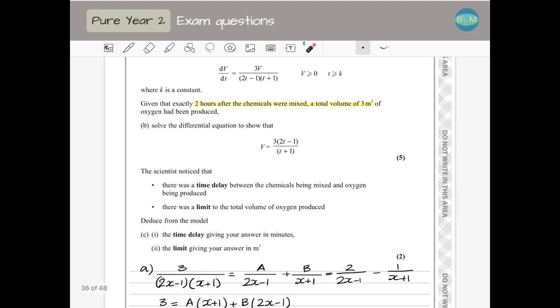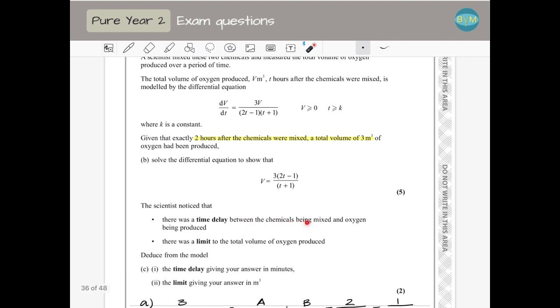Then they say scientists noticed that there was a time delay between the chemicals being mixed and the oxygen being produced, and there was a limit to the total volume of oxygen produced. Deduce from the model both things. So time delay, we are going to find it because they say before the oxygen is produced. That means that this volume is going to start to be positive, above 0, at one point. Until then, no oxygen has been produced.